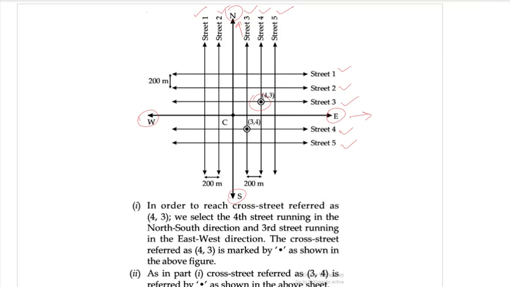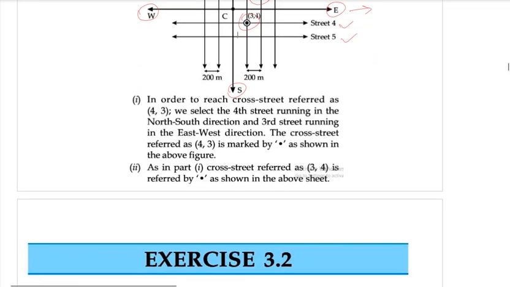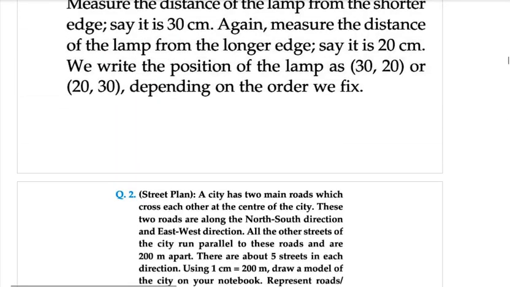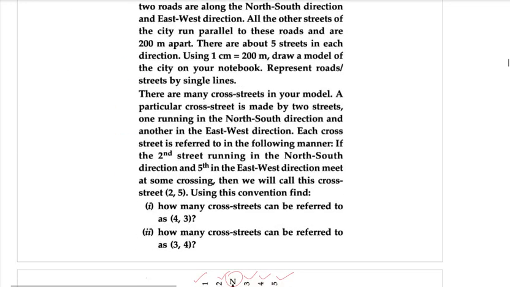And where is the 3, 4 point? The 3, 4 crossing point, where the third street crosses the fourth street. So this point. Are they the same streets? Are they the same crossings? No, they are not the same crossings because they are ordered in a specific manner. If you change the order, the location will change. And this is an analogy to your graph, to your Cartesian plane, right?